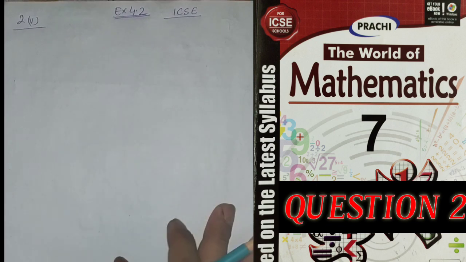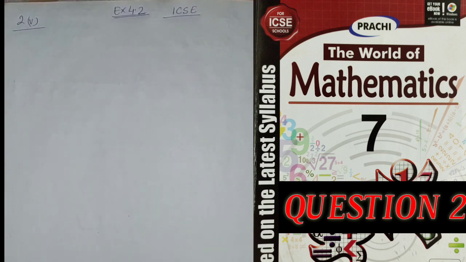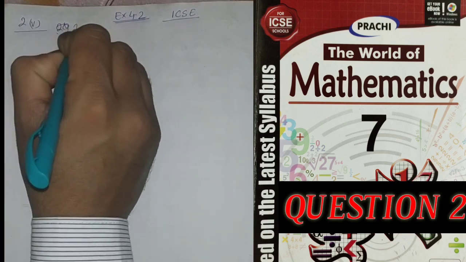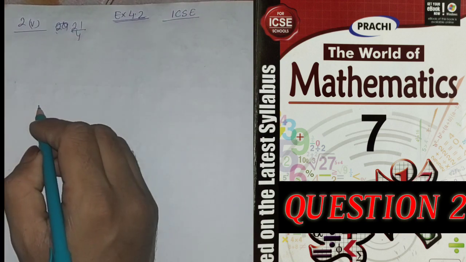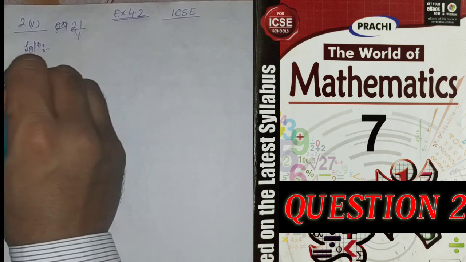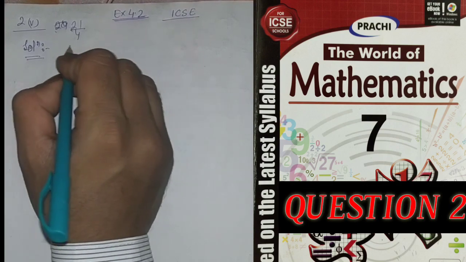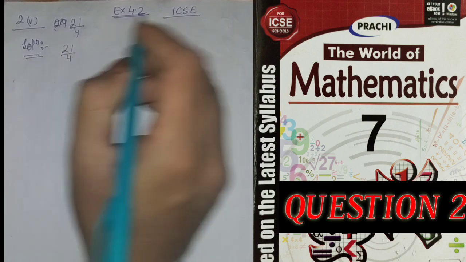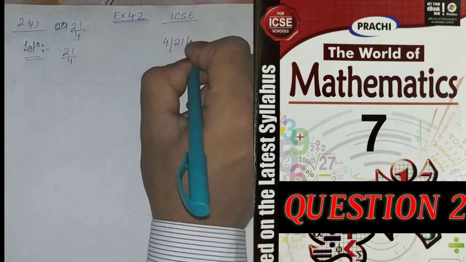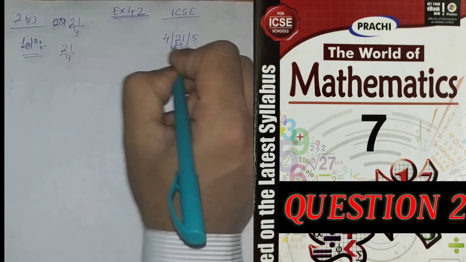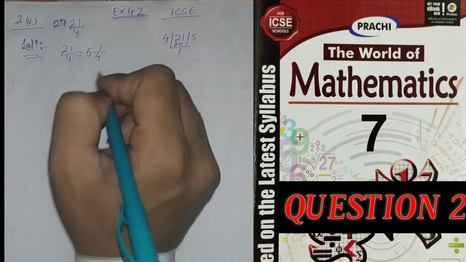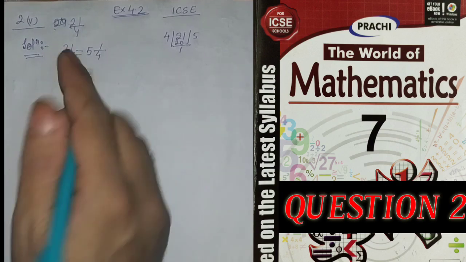Now move to question number 5. Okay friend, question number 5 is given here: 21 by 4. First we have to write this as a mixed fraction. How can we write 21 by 4? If you divide 21 by 4, 4 fives are 20, and 1 is the remainder. So this is 5 and 1 upon 4. This will be the mixed fraction.